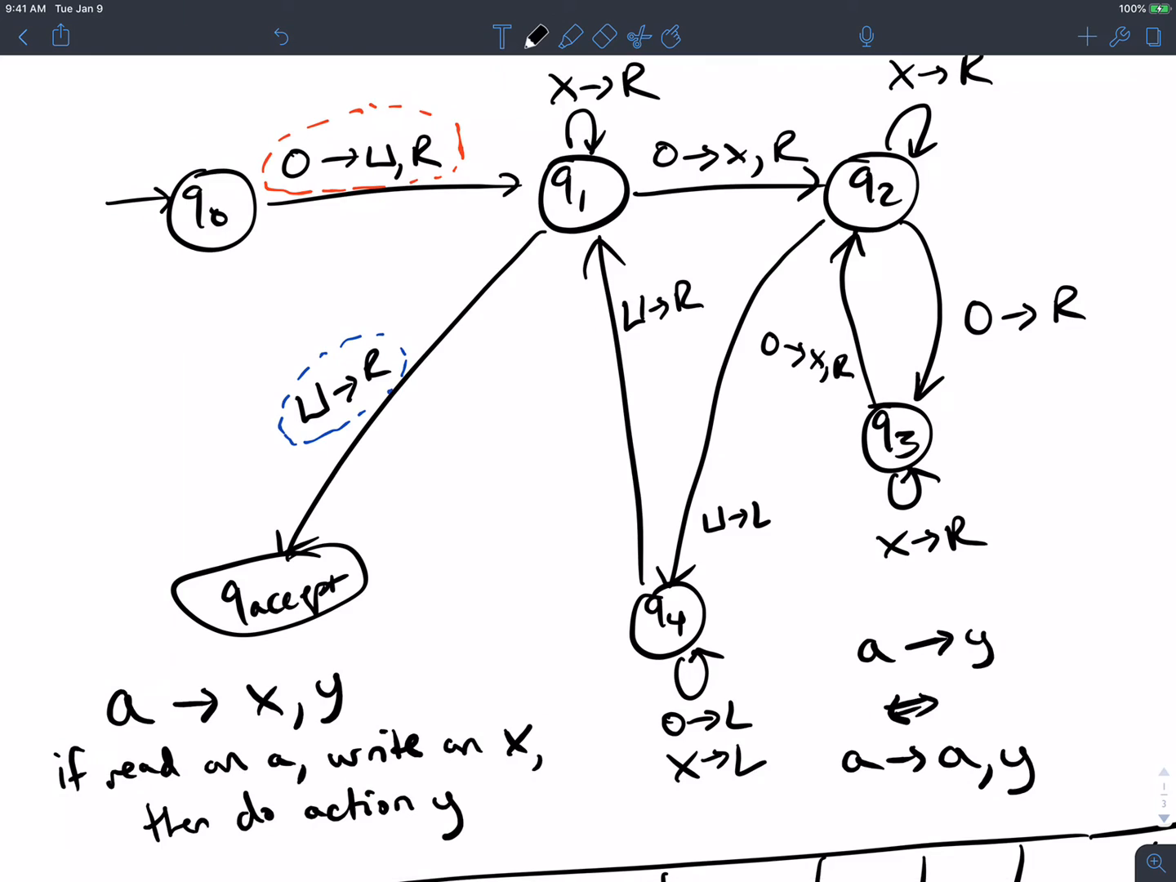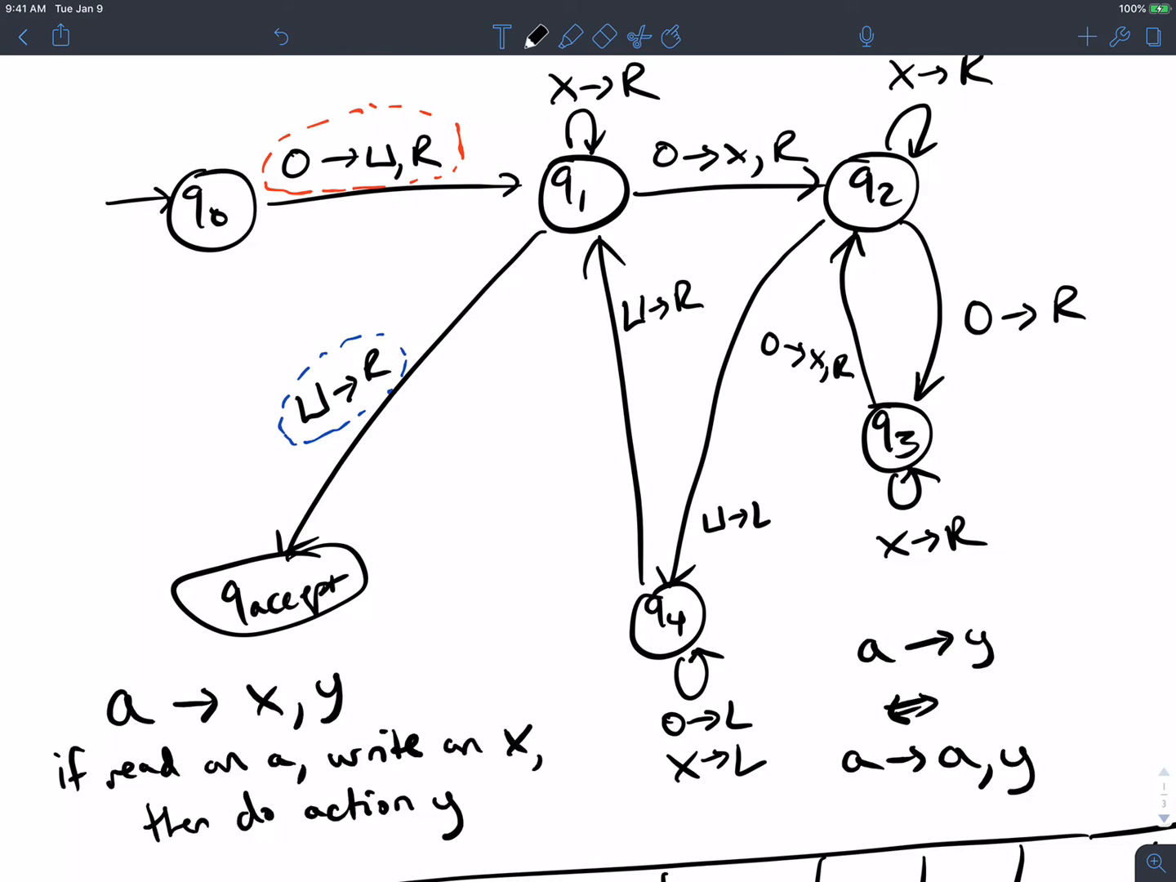Does everyone understand what the transitions mean? The X comma X to R transition just means if you see an X, write an X and move right. So if you have two things, the first one is the symbol you read and write. The second thing is the movement that you do, left or right.